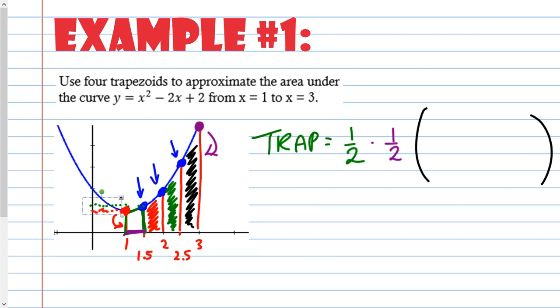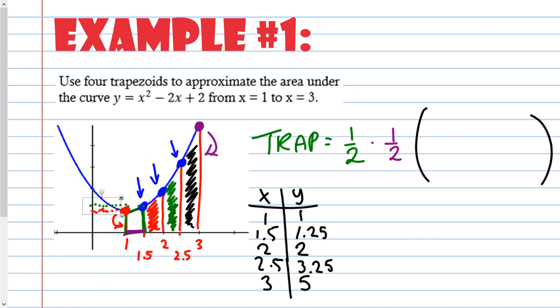Okay, I'm going to find these values real quick. So I found the values. I plugged in 1, 1.5, 2, 2.5, and 3, and I got my y values. So again, the formula is 1/2 times the height, which is basically the width of our trapezoids here, times base 1 plus base 2. I was trying to explain how the bases repeat: base 1 for this trapezoid doesn't repeat, but the base 2 is the same as the base 1 for the very next trapezoid. Did I say triangle earlier?